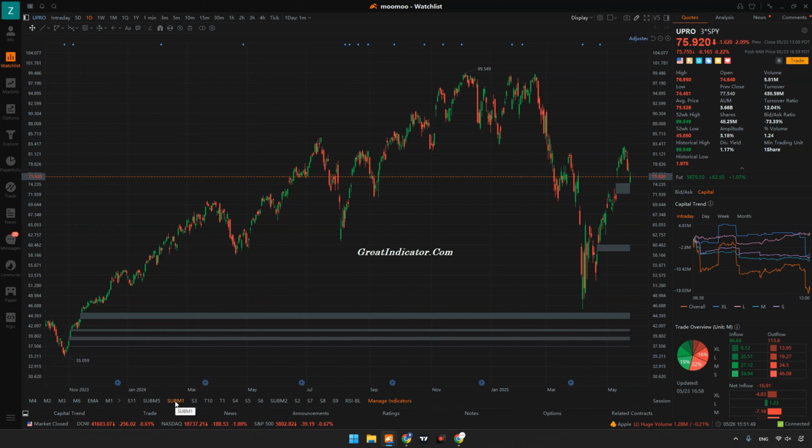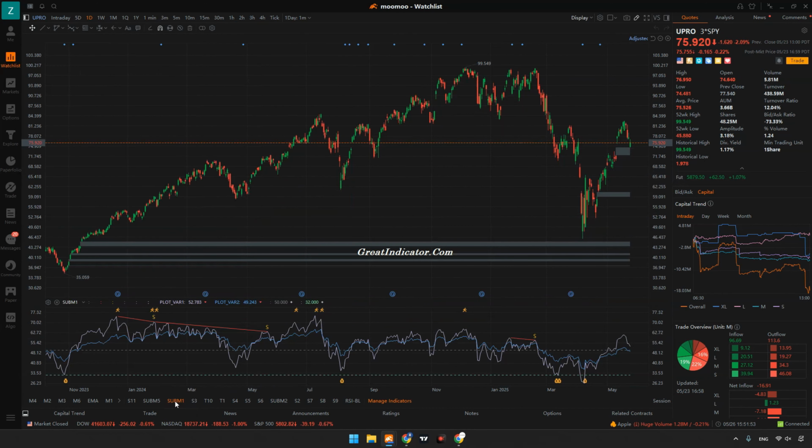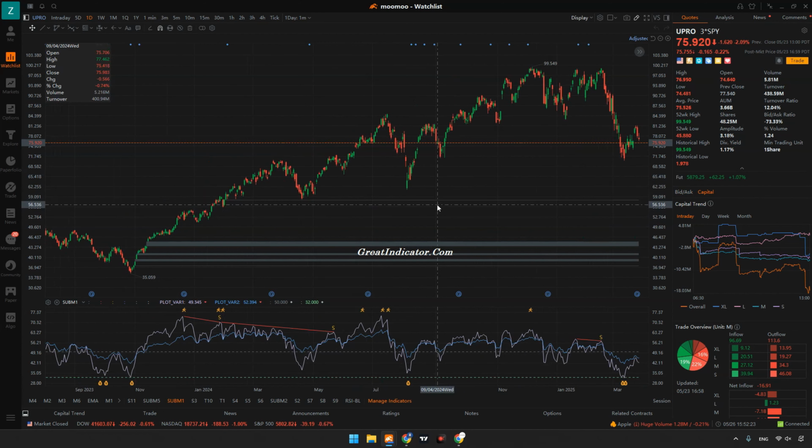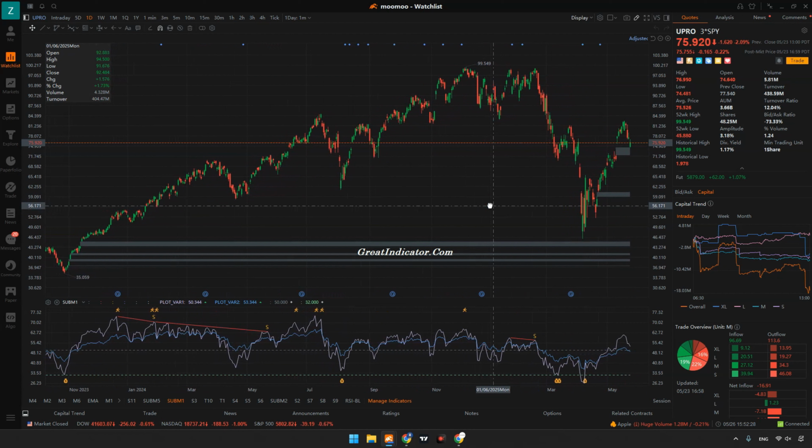The SUBM1 indicator is based on kinetic intensity analysis and top-bottom divergence, combined with short-term and medium-term momentum changes, to determine the rising or falling trend and find some high probability buying points or sell opportunities. Let's now backtest the effect of this indicator.